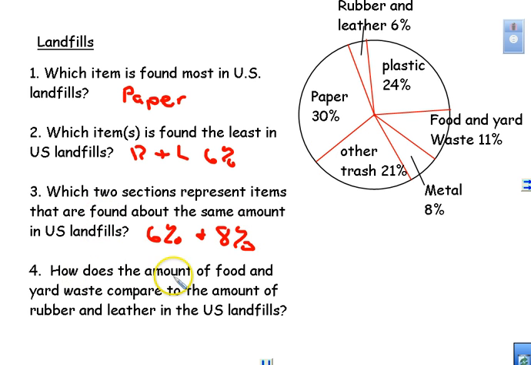And number 4, how does the amount of food and yard waste compare to the amount of rubber and leather in the U.S. landfills? So go ahead and answer that question. Go ahead and hit pause. Now when we look at this, again, we're looking at food and yard waste compared to the amount of the rubber and leather in the U.S. landfills. We're looking at these percents, and we look at 11% and the 6%.